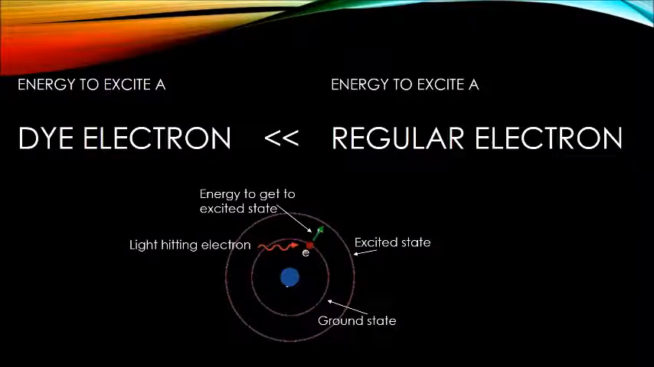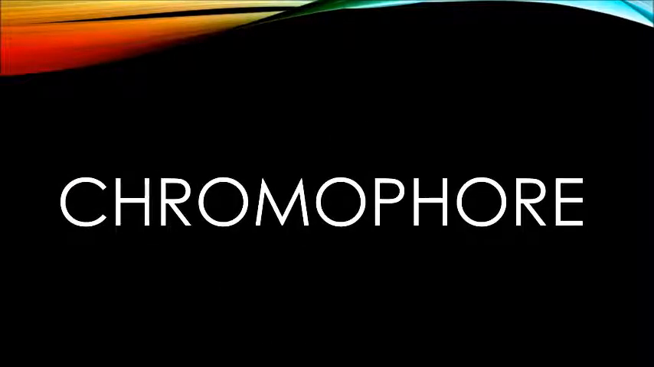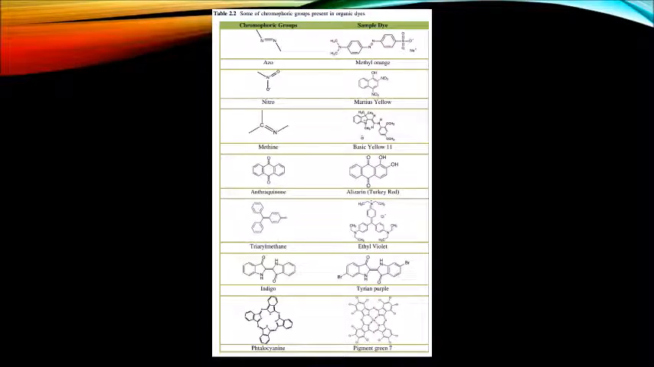The lower energy excited state can be attributed to the chromophores and conjugation. A chroma what? A chromophore. A chromophore is a region of a molecule that gives a compound its color. Examples of chromophores include azo, nitro, methine, and more. Dina, you have an azo chromophore.